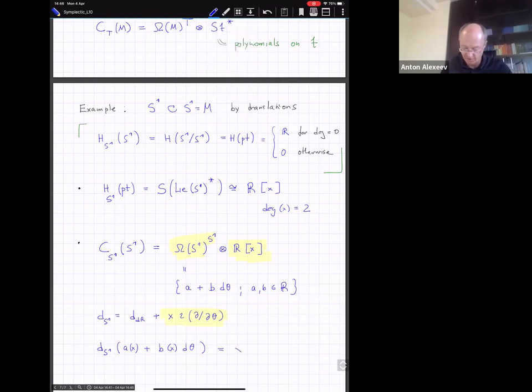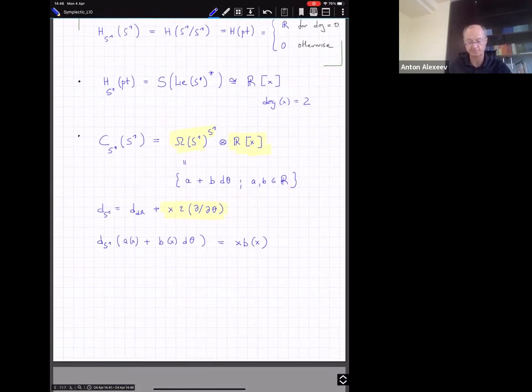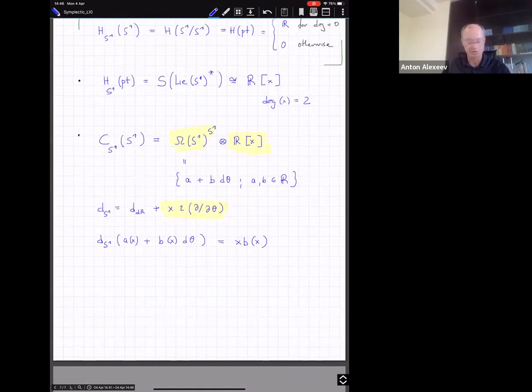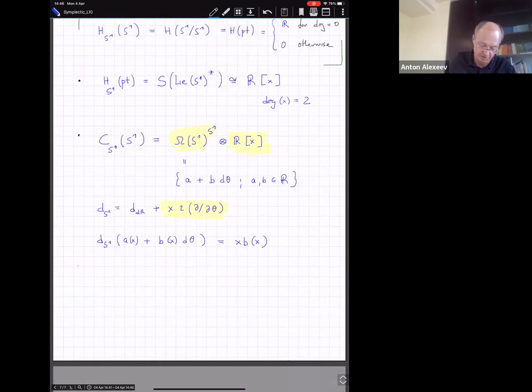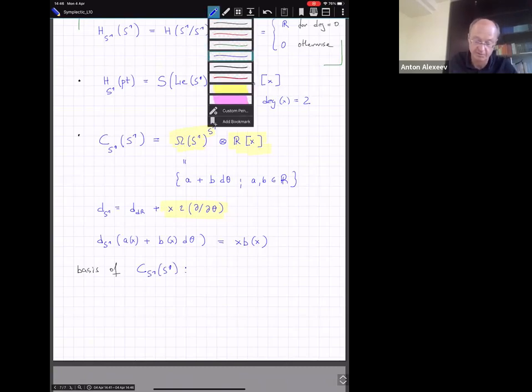So I'm getting X, B of X, right? So that's what I get. So now maybe let's see, let's write a basis of this space. So let's say the linear basis of C S1 of S1. We can just write it down, right?